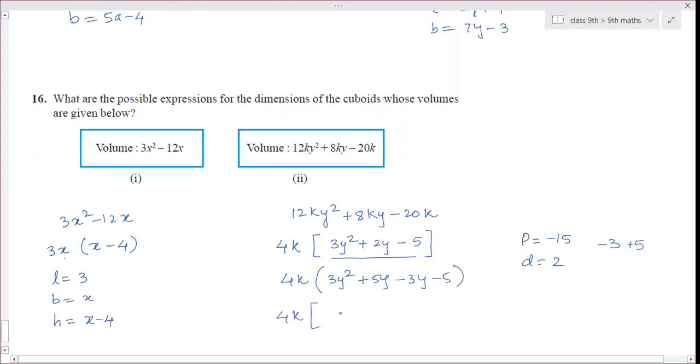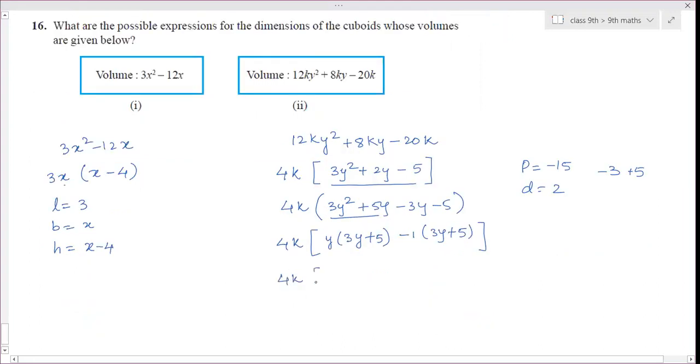So 4k, common is only y: y into 3y plus 5. Now nothing is common, so minus 1. So the sign will change: 3y plus 5. So this is equal to 4k into bracket 3y plus 5 into y minus 1. So now we have 4 terms. Any one we can consider as L, any one as breadth. L is equal to 4k we will consider, breadth is equal to 3y plus 5 and height is equal to y minus 1.